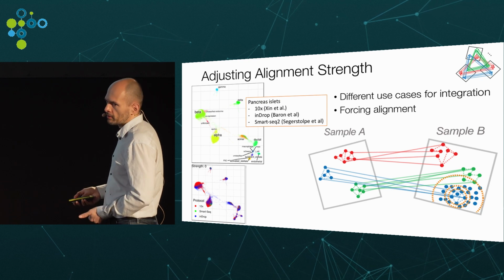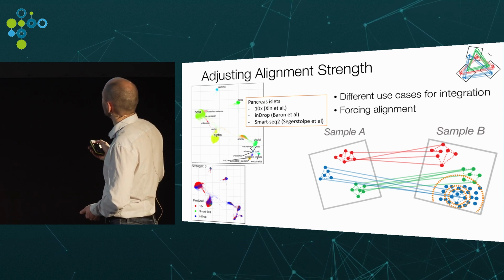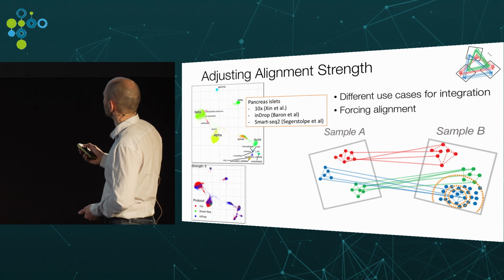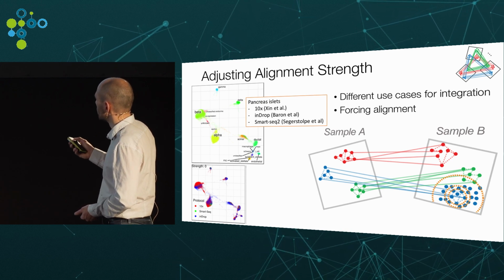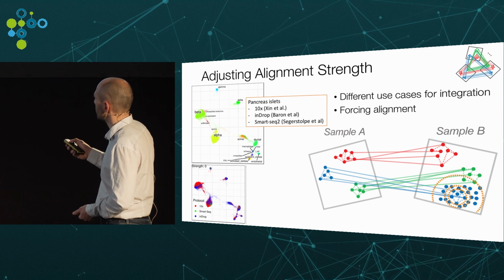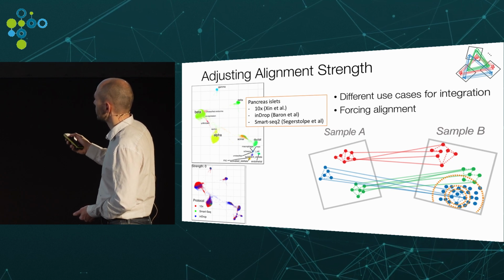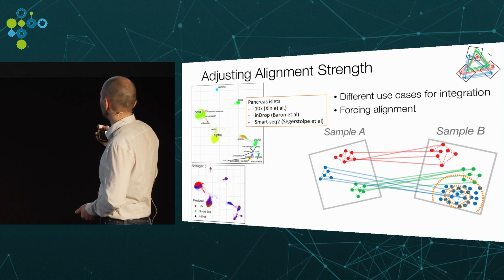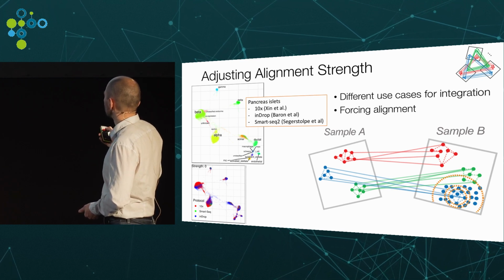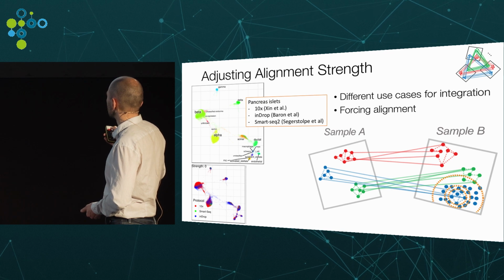So we have a couple of strategies for forcing the alignment. One is to increase the neighborhood size. Normally, for these two samples, when we're comparing them and looking for potential matches to these blue cells, we go to the other sample and look at the radius, let's say the inner circle in this case.